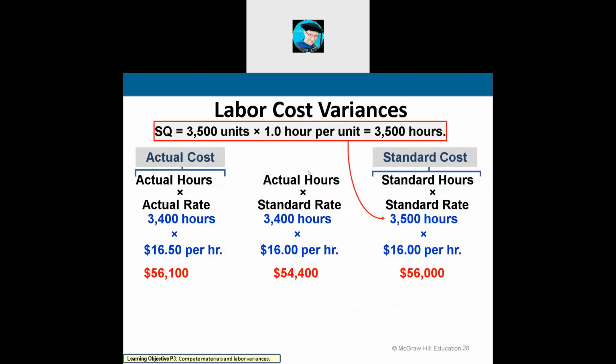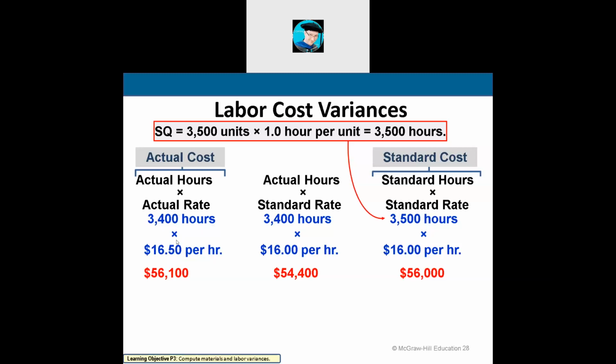If I'm making 35,000 units, that means I'm allocating 35,000 hours. It takes 1 hour per unit at a standard rate of $16 per hour. That's a total standard cost of $56,000. I actually spent a little bit more than that. Why? Well, my employees are very efficient, so they only work 3,400 hours, actual hours.